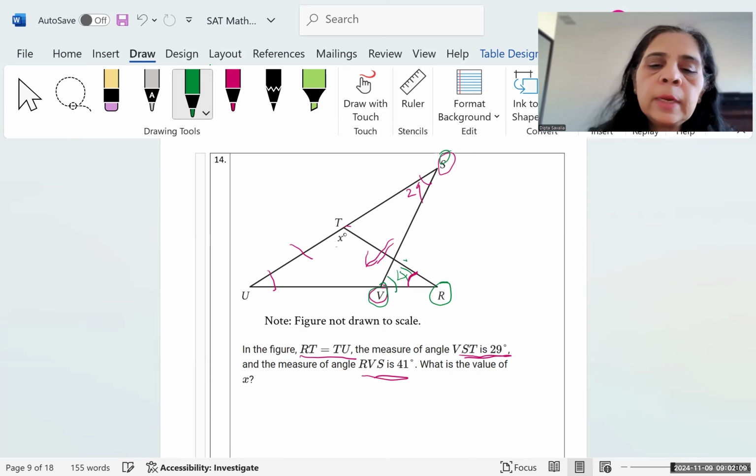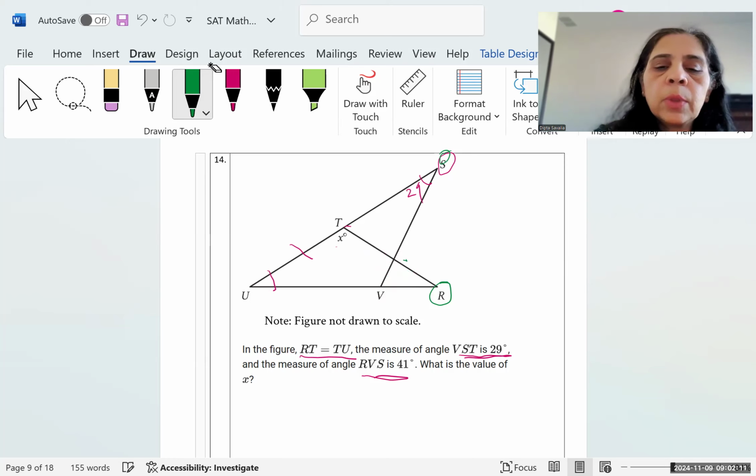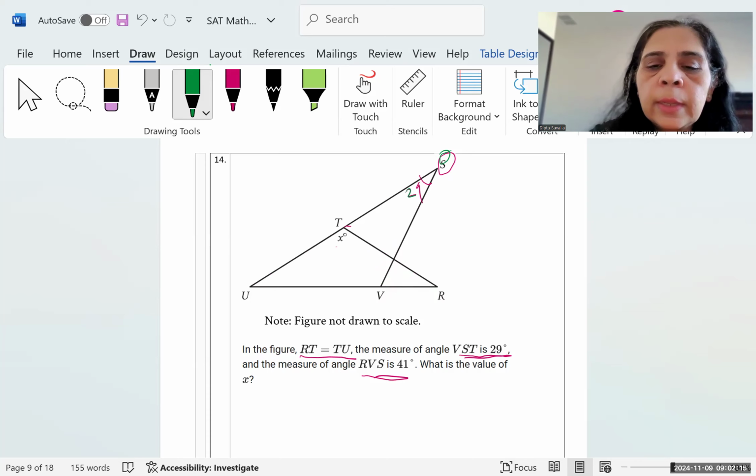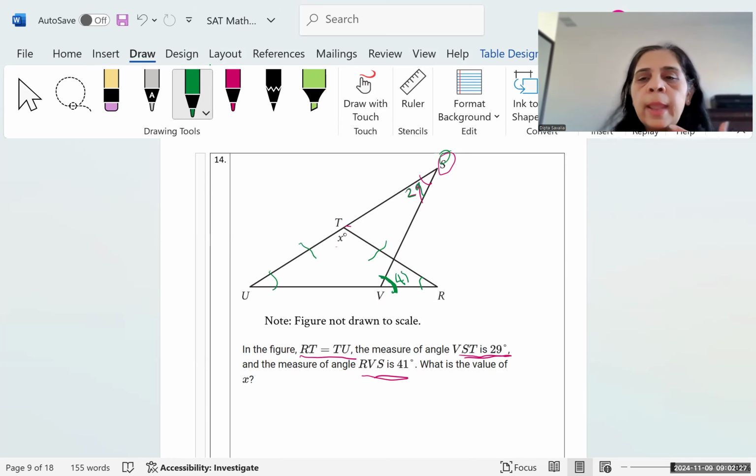So let's clear and write down everything again so we can see better. So that's 29, we can see clearly. We have these two angles congruent, and this angle here is 41. All right, so which rules can we apply here?